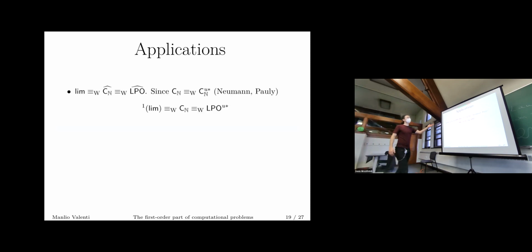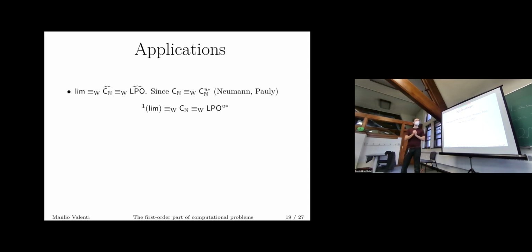Right, okay. So applications now. We already mentioned lim, right? So lim, we know it's the parallelization of choice on natural numbers, and it's the parallelization of LPO, which is the problem I was mentioning before, of checking whether a string is constantly 0 or not. You can think of it as answering a single Sigma^0_1 question or Pi^0_1 question. And lim is the parallelization of both of them.